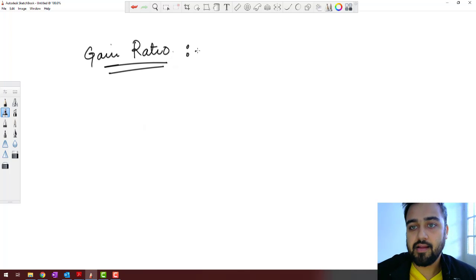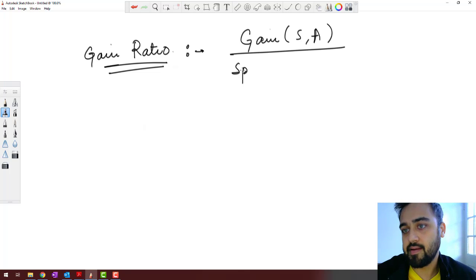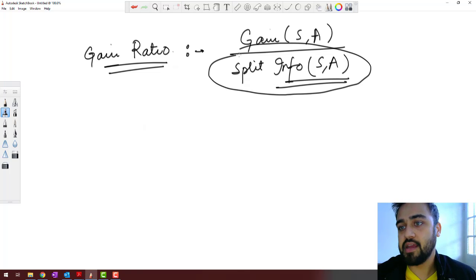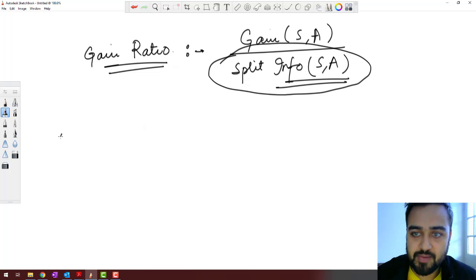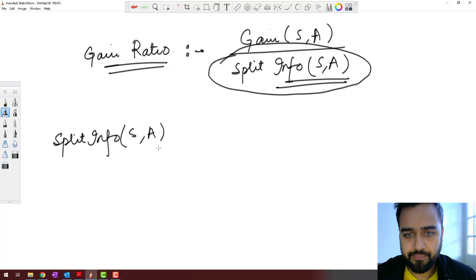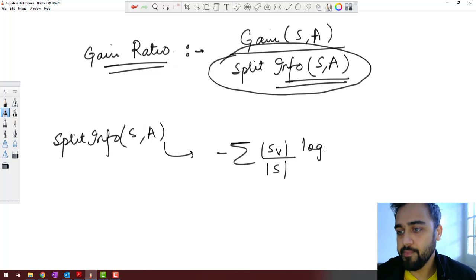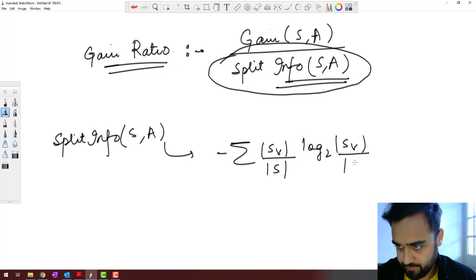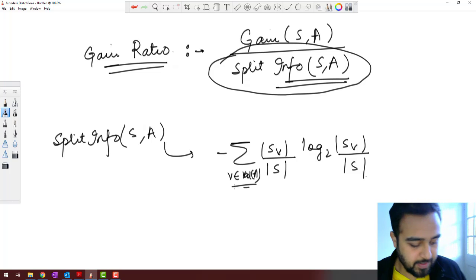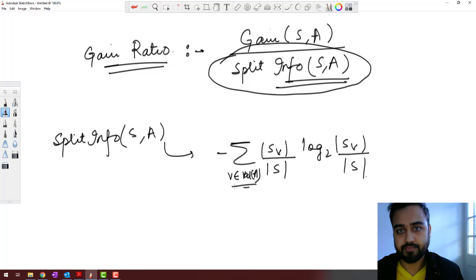So what you do is you use gain ratio. Gain ratio is just an advanced version of gain, which is calculated as gain upon split information for S comma A. You just divide this gain by split information in order to capture extra information that we are missing out. Now what is split info? It's somewhat similar to what we wrote in the gain. So split info would be minus sigma, and instead of entropy, we do log, where v belongs to values of A. Okay. So it helps because it is sensitive to how broadly and uniformly attribute splits instances.